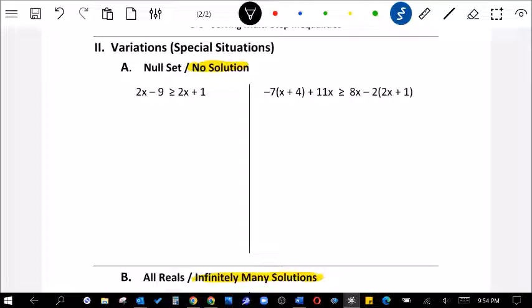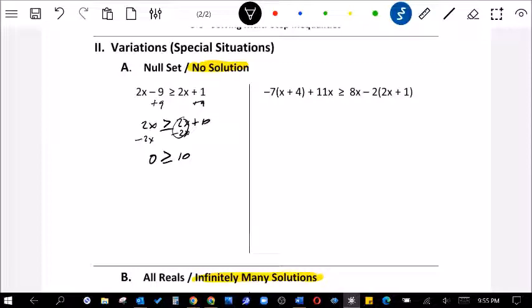Watch what happens here with these. I'm going to choose to do the numbers this time. I'm going to do plus 9. So I get 2x greater than or equal to 2x plus 10. Now I'm going to subtract 2x from here so I can get it out of the way of that side. And I subtract 2x here, and I get 0 greater than or equal to 10. But that's not true.